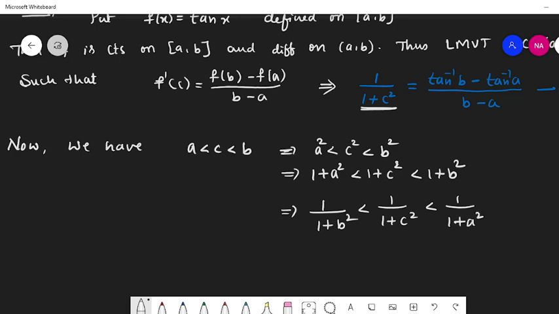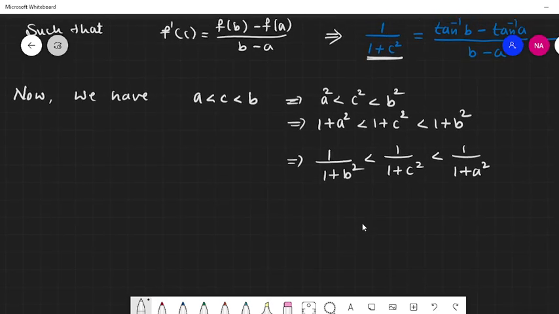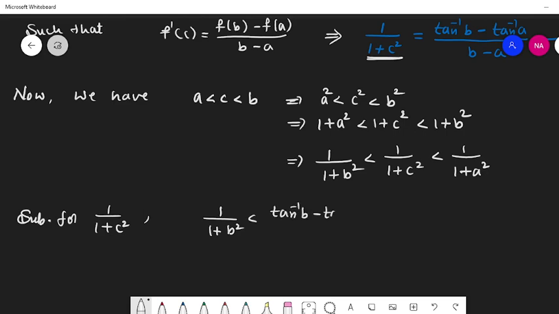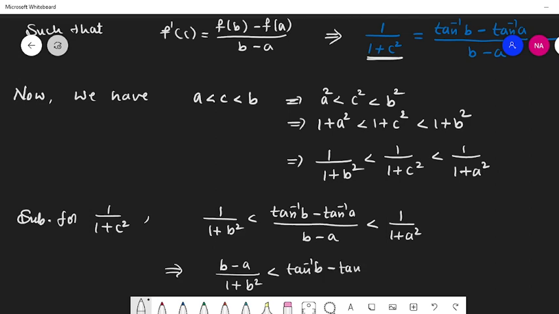Now, substituting for 1 by 1 plus c square, we get 1 by 1 plus b square is less than tan inverse b minus tan inverse a by b minus a, which is less than 1 by 1 plus a square. Now, just multiply the inequality by b minus a. That implies b minus a by 1 plus b square is less than tan inverse b minus tan inverse a, which is less than b minus a by 1 plus a square. That completes the required proof.